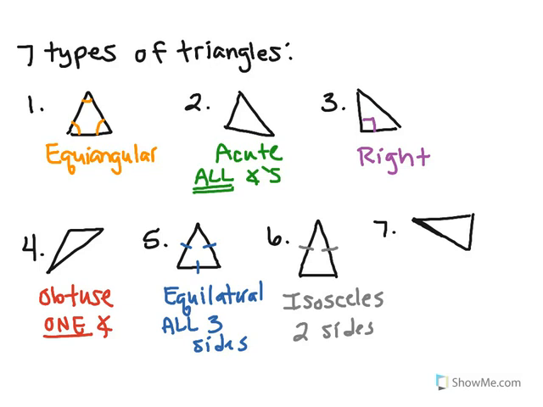And then the last kind that we have is going to be scalene. And a scalene triangle has absolutely no sides congruent to each other. So no sides congruent. So those are all the kinds of triangles that you can have. Now let's take a look at that next theorem that we have in this section.